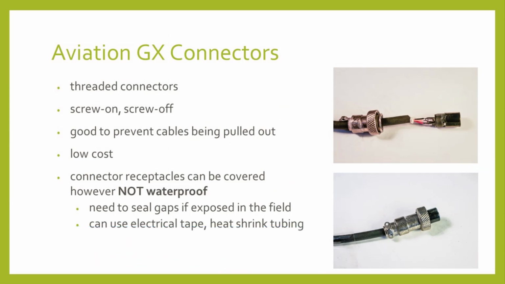They provide good protection against getting yanked out since the locking cap needs to be screwed on. These are also relatively low-cost external connectors. These connectors are also, unfortunately, not waterproof and would also require secondary protection to seal the gaps and make them waterproof. We often use these connectors in conjunction with electrical tape or heat shrink tubing as a way to have a low-cost, robust, and waterproof interconnect between our instrumentation devices and sensor boxes.